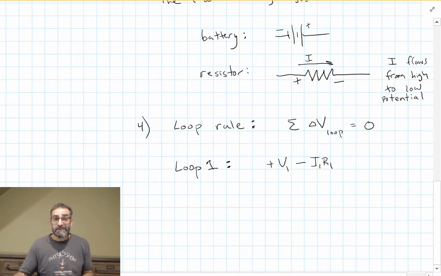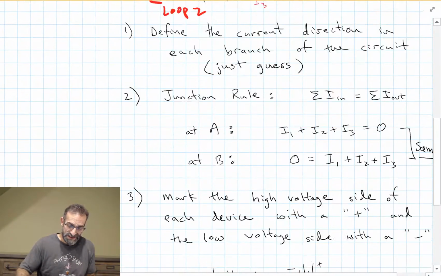So I've dropped by the voltage across resistor R1, and the voltage on a resistor is I times R, the current through R1 times R1. Let's see, what's next?